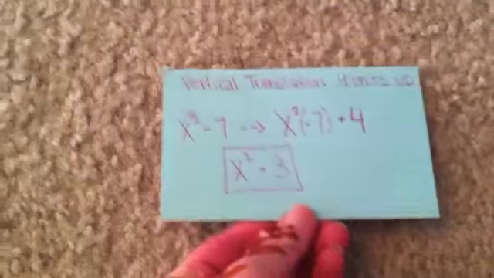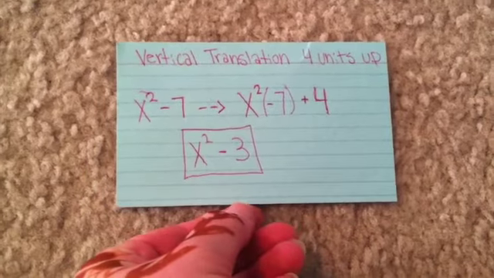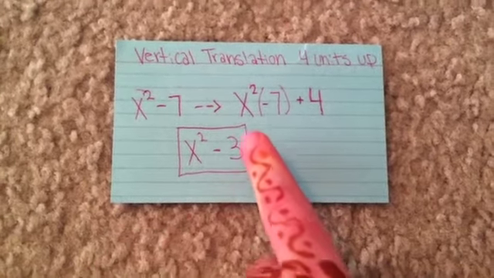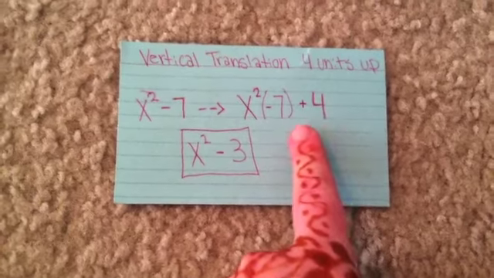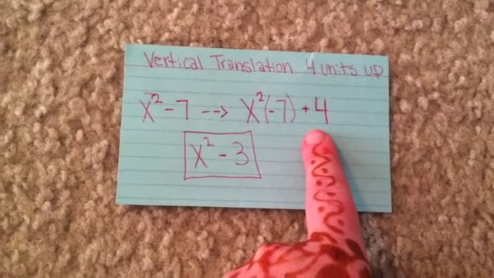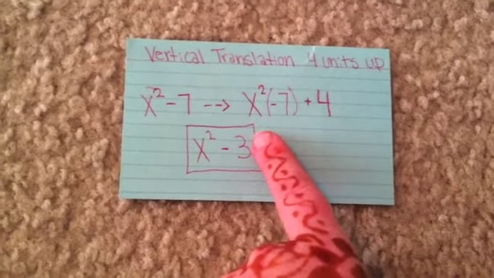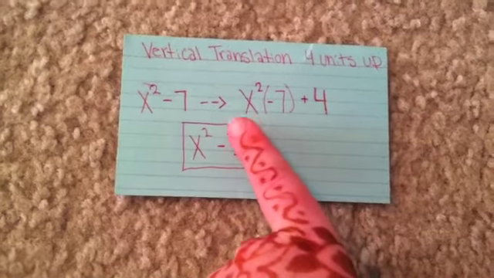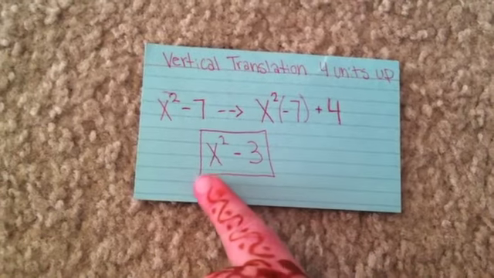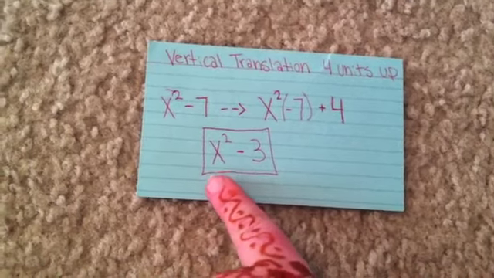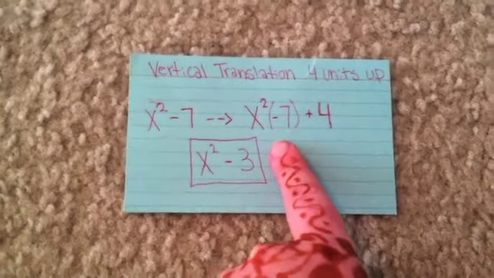So for this specific example, we have x squared minus 7. And then we're going to take x squared minus 7 plus 4. Now this plus 4 only applies to this minus 7. It does not apply to this x squared. So it's just going to become x squared minus 3 because you're just going to combine these two.